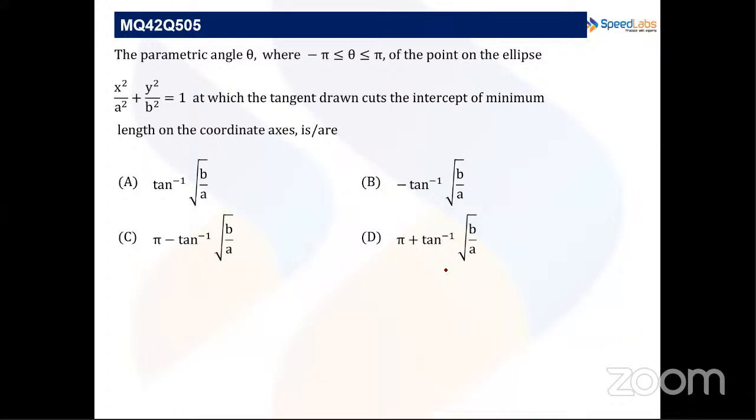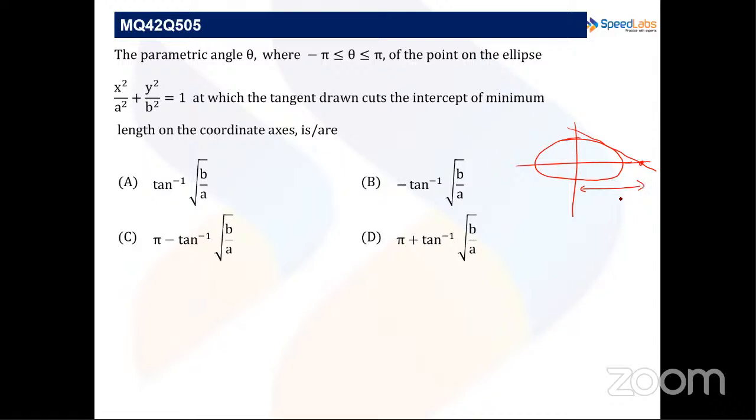So the next question is: the parametric angle theta of the point on the ellipse x square upon a square plus y square upon b square equals 1, at which the tangent drawn cuts the intercept of minimum length on the coordinate axis. See, if we are having an ellipse having center at origin and we have made a tangent.